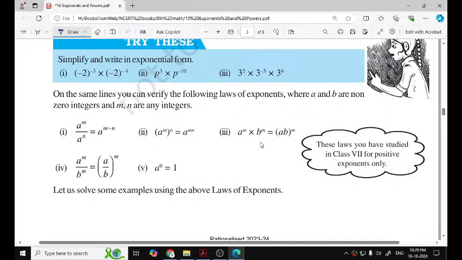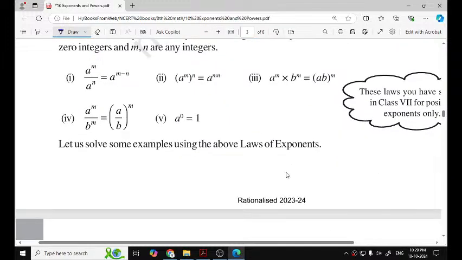When the bases of two numbers are same, a is the base and this m is called the power or exponent. Similarly, a is base and n is power or exponent. If the bases are same and we divide those numbers, then that simplification is same as a raised to the difference of these powers. a raised to m, that whole raised to n, is equal to a raised to m into n.